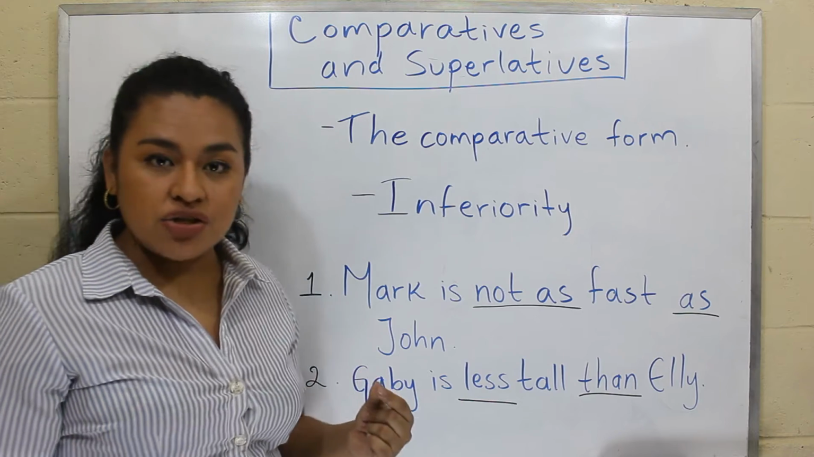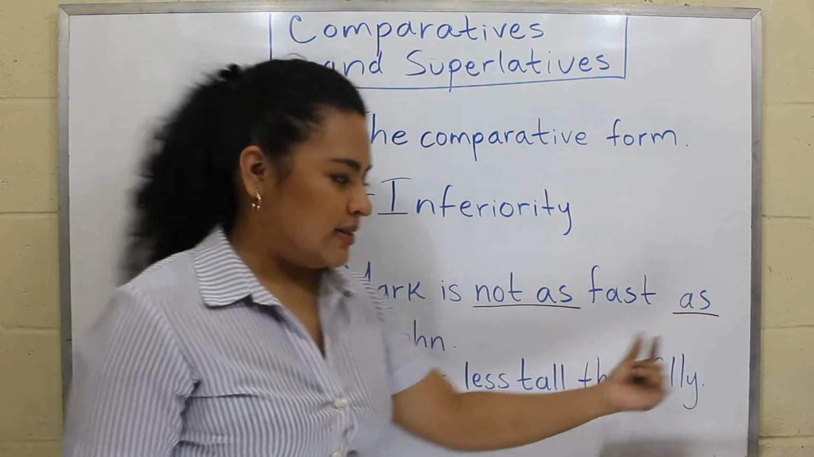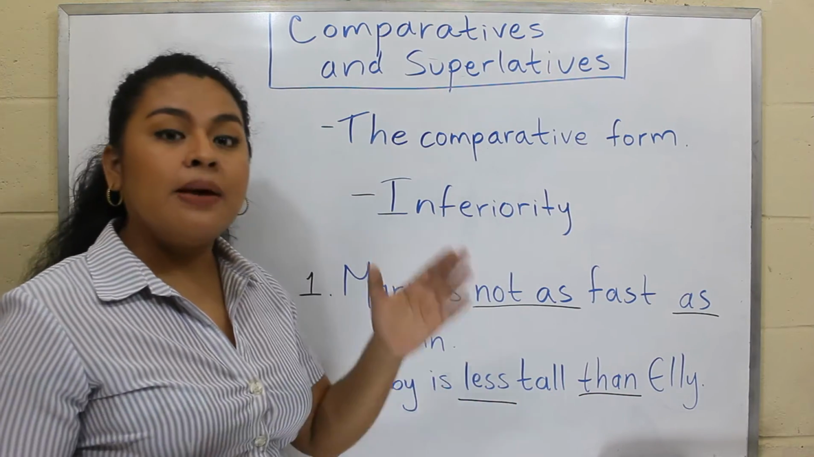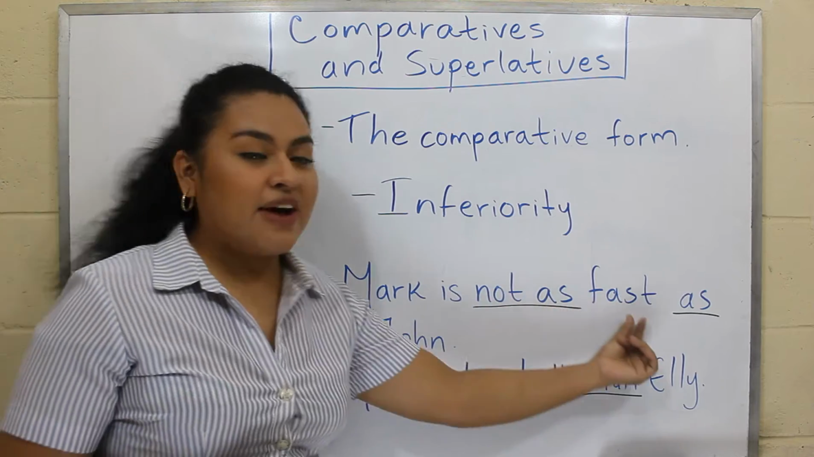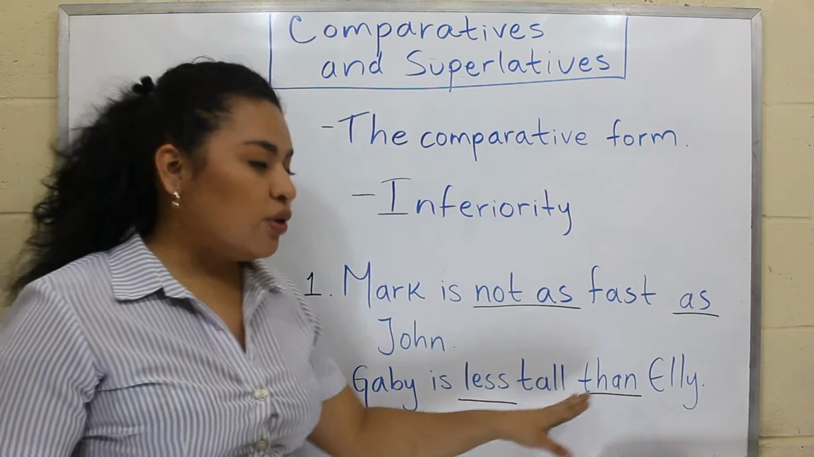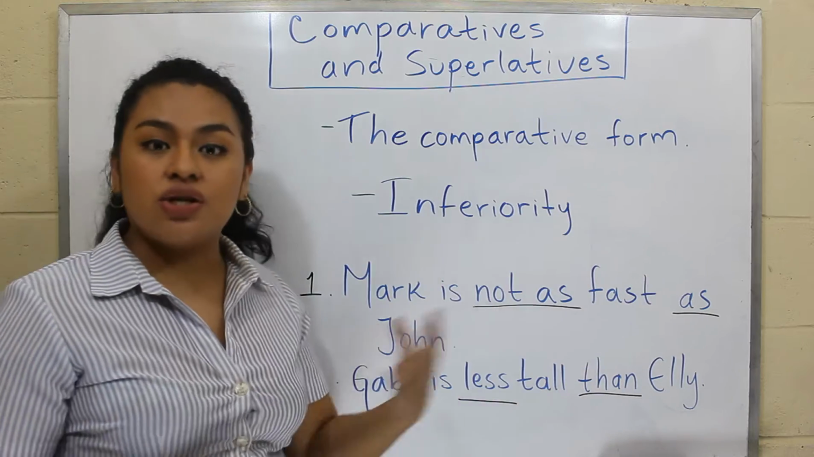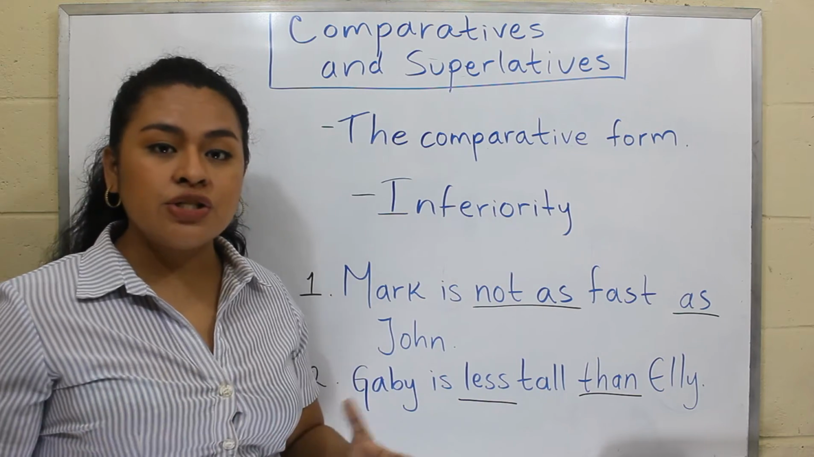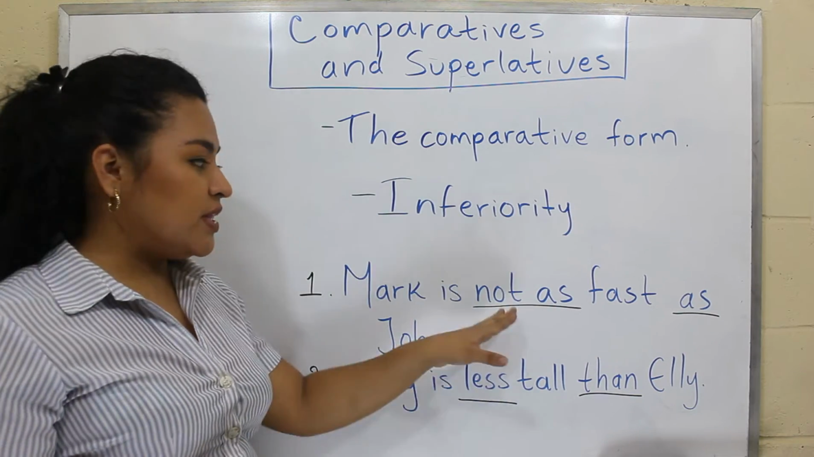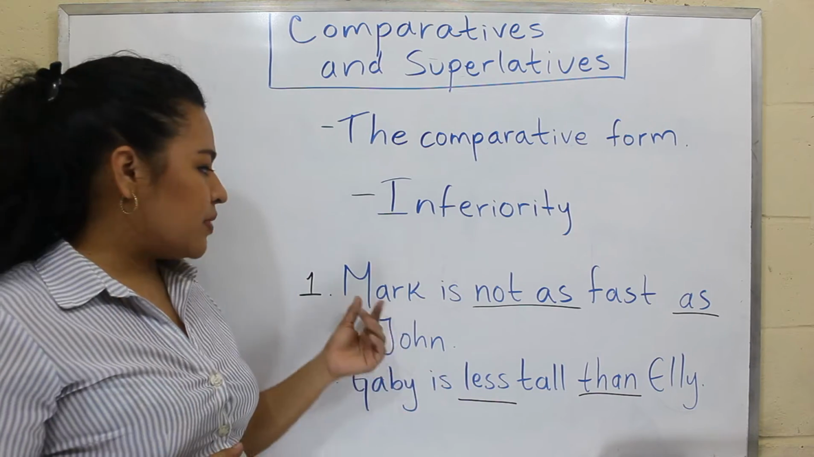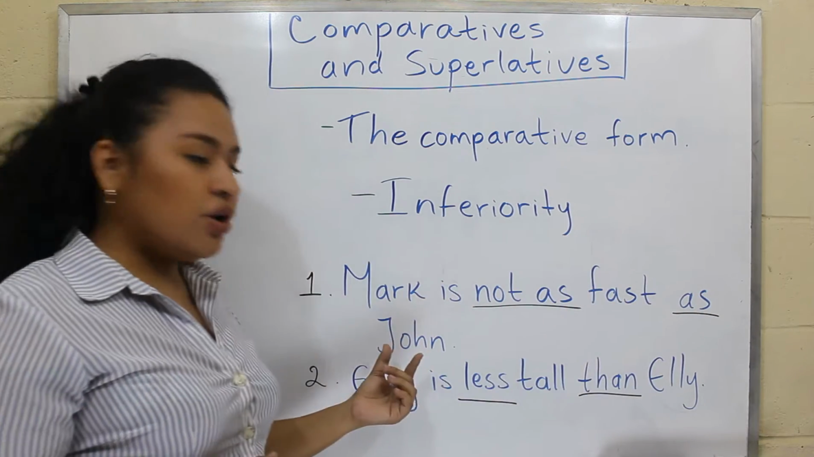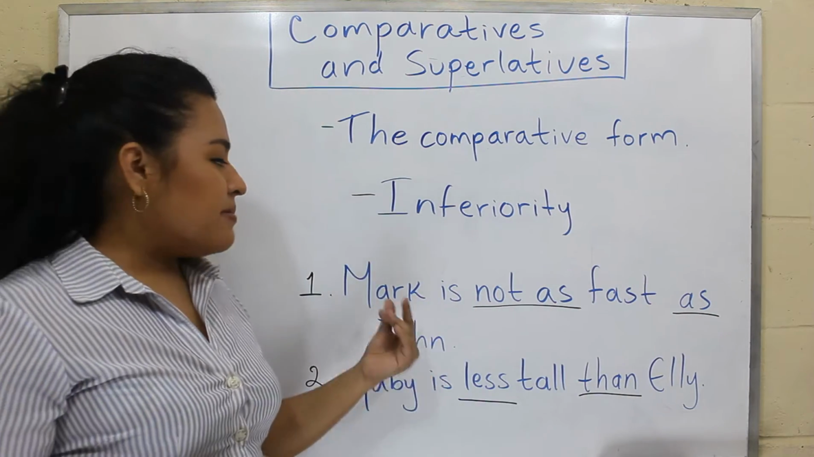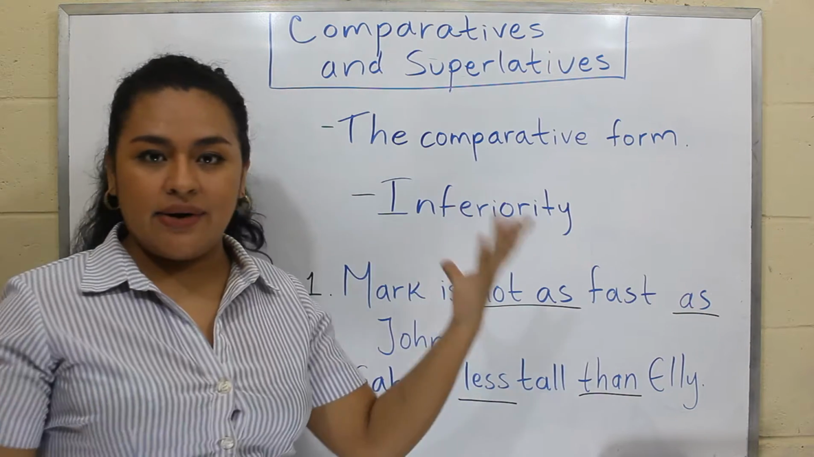I want you to see the conjunctions. Not as and as. Less than. We have the adjectives in the positive form between the conjunctions. Not as fast as and less tall than. This is the structure that we must follow when making comparisons of inferiority. And of course, we can use a lot of adjectives with these conjunctions. For example, Mark is not as good as John, Mark is not as happy as John, or Mark is not as handsome as John, etc.